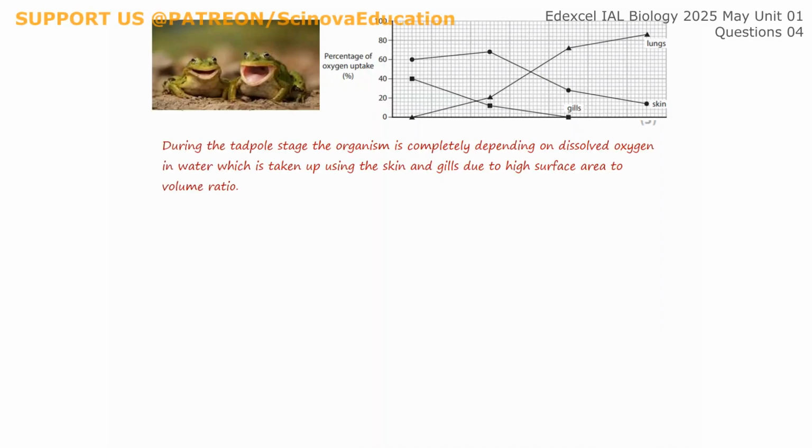So we can write, during the tadpole stage, the organism is completely depending on dissolved oxygen of water, which is taken up using the skin and gills. Due to high surface area to volume ratio, the tadpole can use the skin.